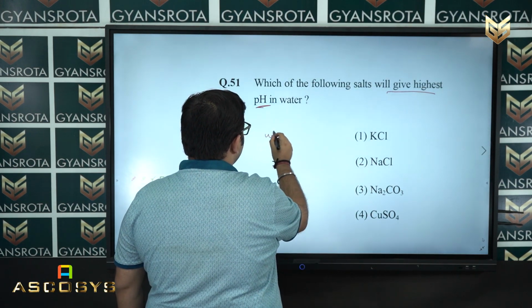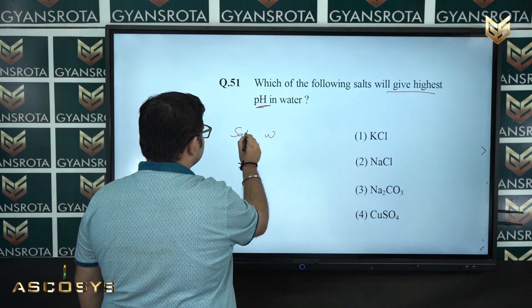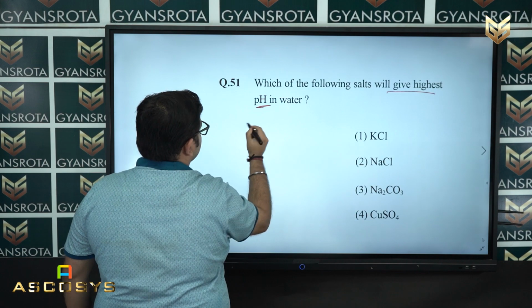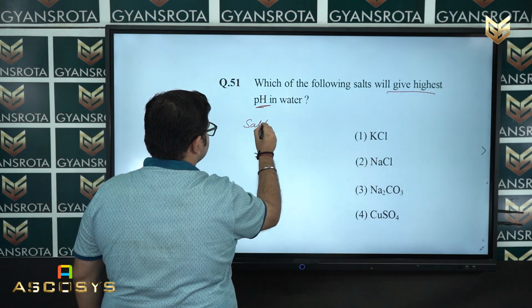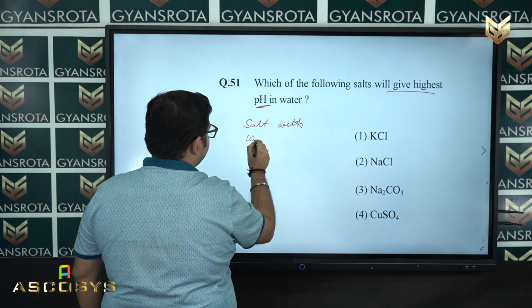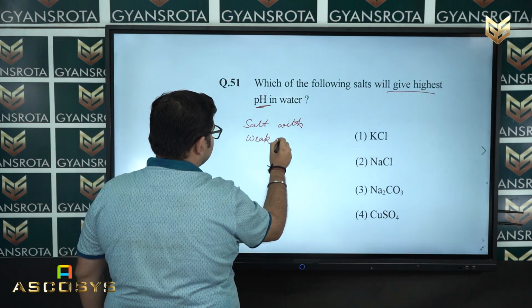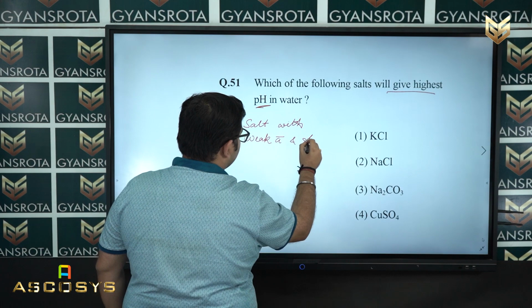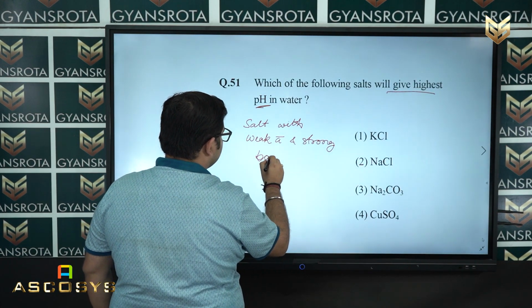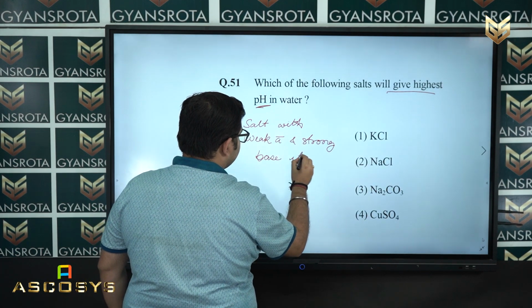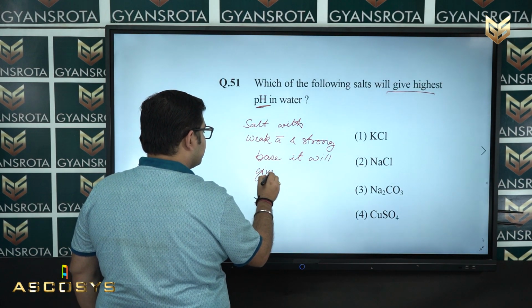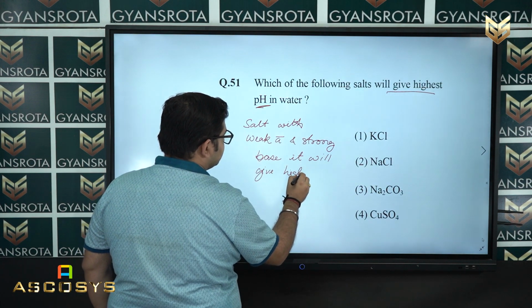So, a salt of a weak acid and a strong base will give the highest pH.